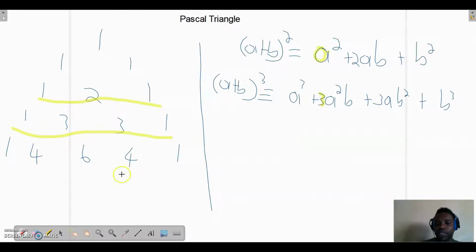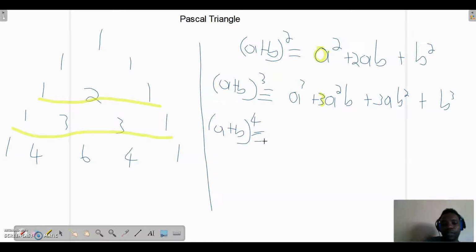Of course, we use the next line. And of course, the first line is when the bracket is raised to 0. The second line is when the bracket is raised to a power 1. The third line is when the bracket is raised to a power 2. And the fourth line is when the bracket is raised to a power 3. So if I have a plus b to the 4th power.